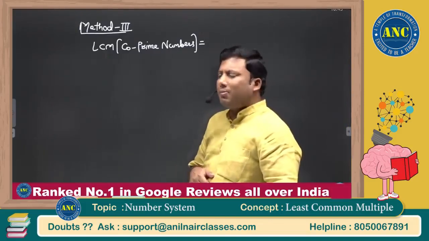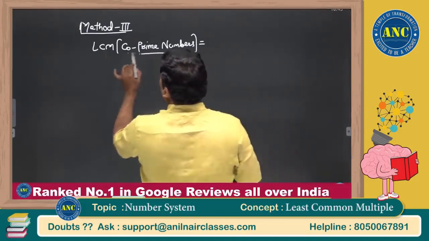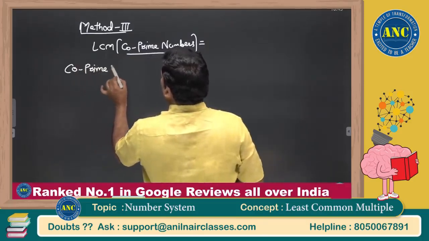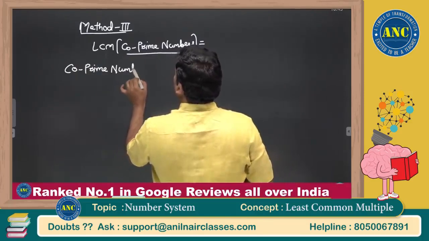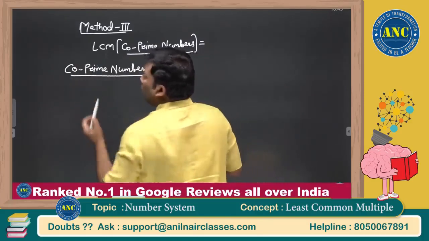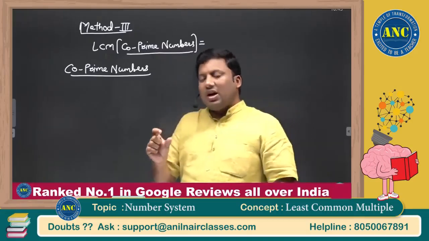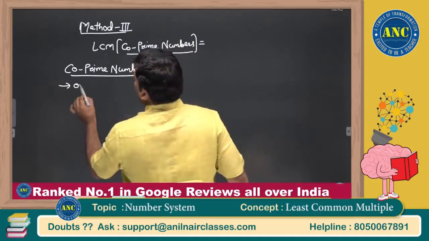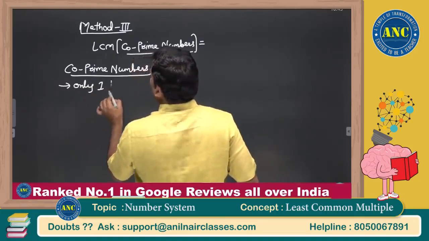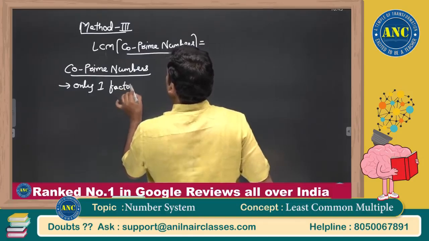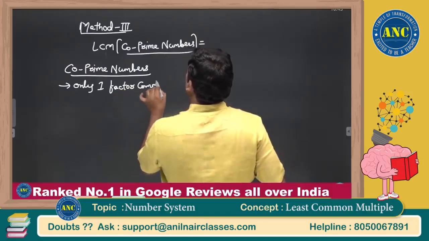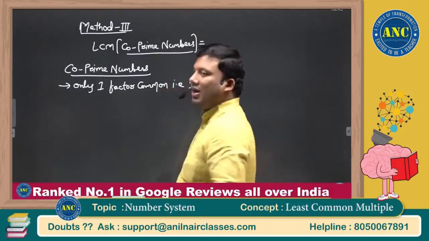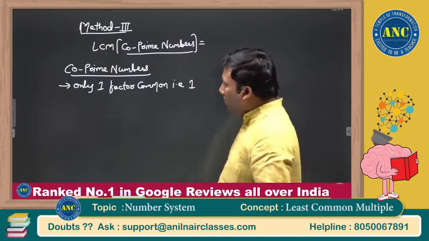Before finding the LCM of co-prime numbers, let us first discuss what do you mean by co-prime numbers. 2 numbers are said to be co-prime if they have only one factor common. If they have only one factor common, that is 1, then the numbers are said to be co-prime numbers.